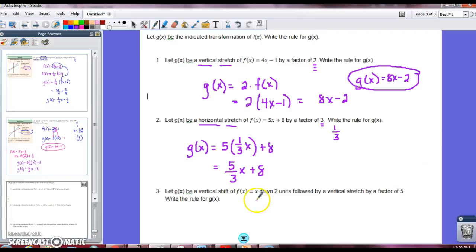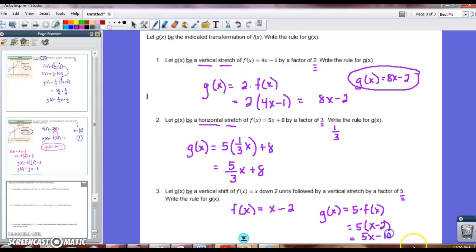This last problem combines a couple of things. I just want to go through it with you. If I have f of x equals x and I shift it down 2 units, then I'm just subtracting 2. Then if I'm doing a vertical stretch of a factor of 5, now I have to take that function f of x and multiply it by 5. So I end up with 5 times x minus 2. And so my answer then is 5x minus 10.